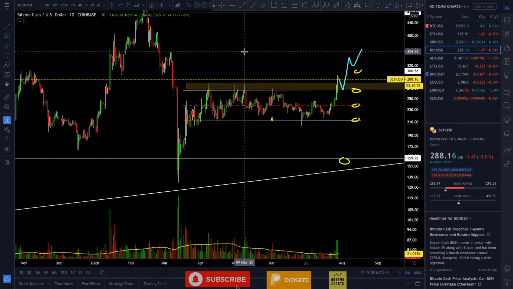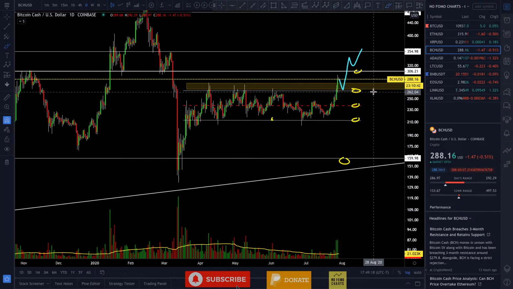So, resistance level on the top, 355. Right there. Support level, 306. Support level down here on the channel, 265.